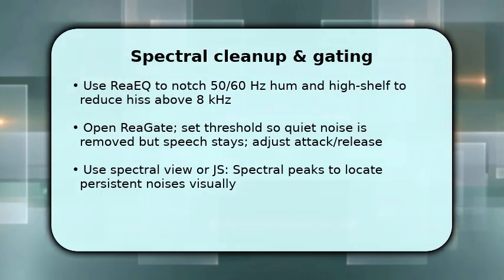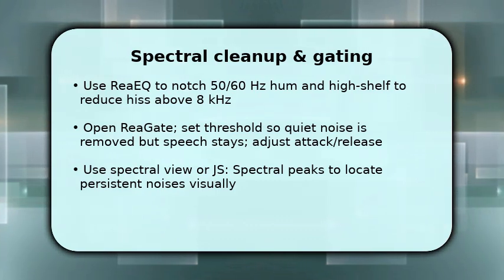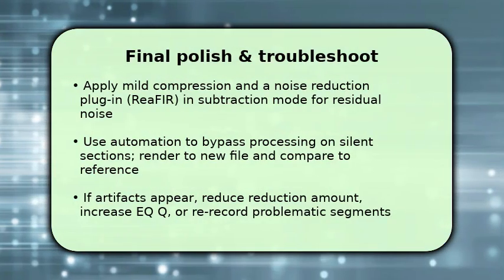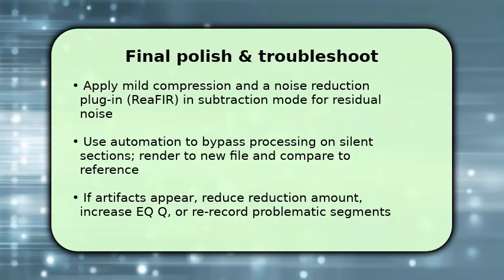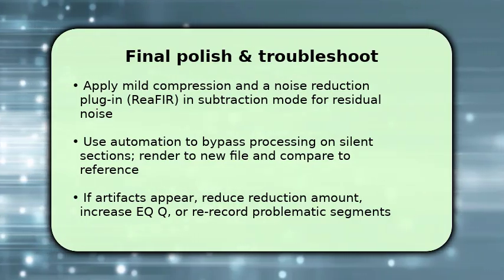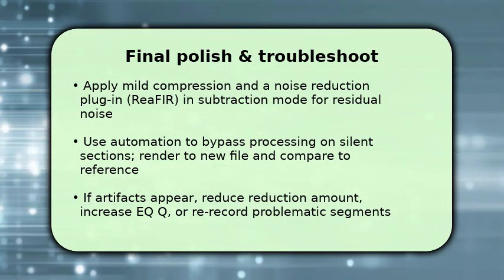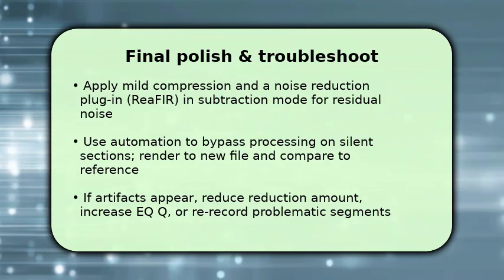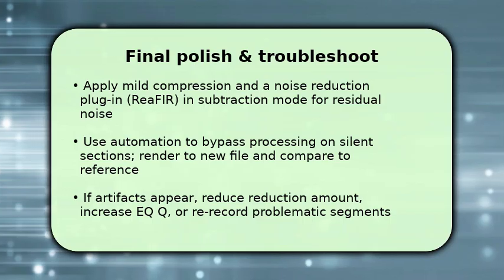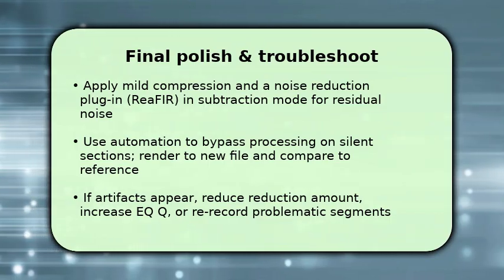For the final polish, add light compression to even levels, then use RIA FIR in subtraction mode. Capture a noise profile from a silent section, then apply moderate reduction. Once done, automate bypass on silence to avoid pumping. Render to a new file and A/B with your raw reference to confirm naturalness.